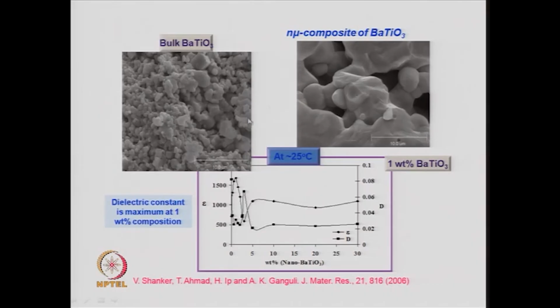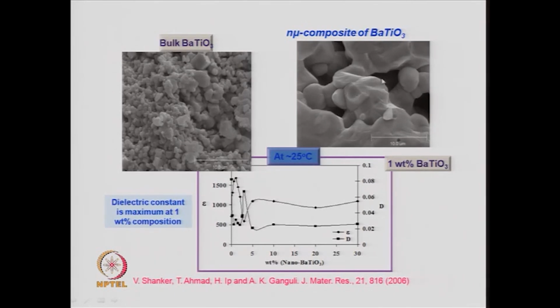So, this is an example of barium titanium oxide. The micron sized particles are shown here. This is a scanning electron micrograph of barium titanium oxide, and when you mix nanoparticles of barium titanium oxide to this bulk or micron size particles, you get this kind of very compacted grains which shows signs of melting, which is due to the n mu composite. That means you have both nano and micron particles sintered together.